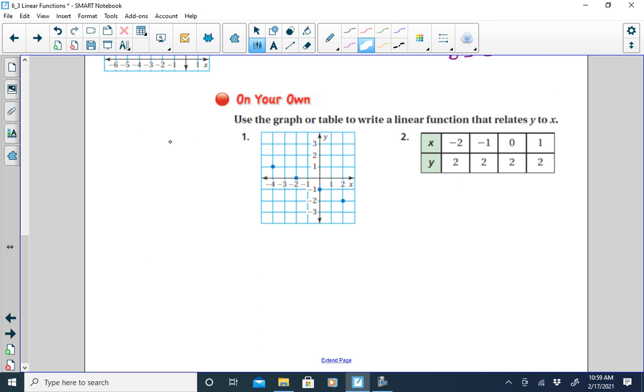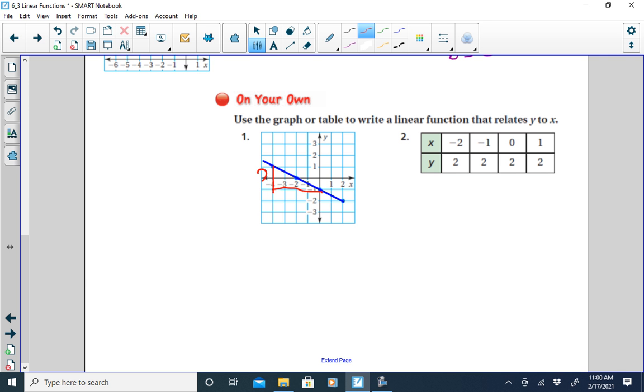Alright, so on your own, I had my students work on these, but let's show these two examples as well. In our first example, we're given the data in the form of a graph. So we need our slope, we need our y-intercept. We could choose any 2 points here, so I will choose these 2 points on the graph.